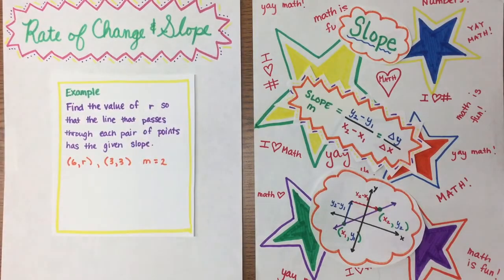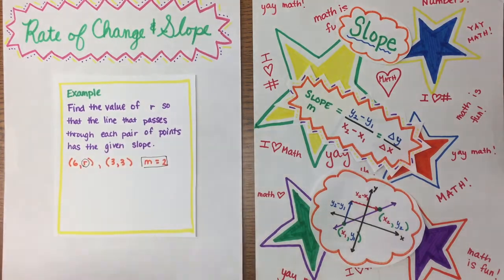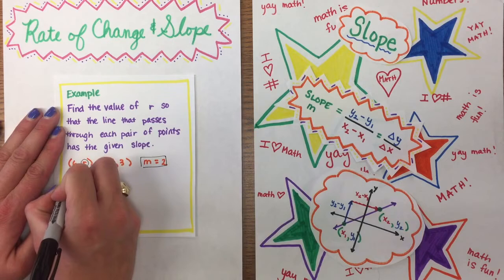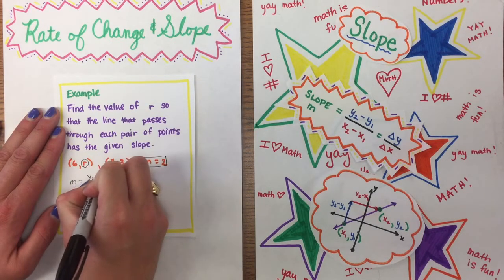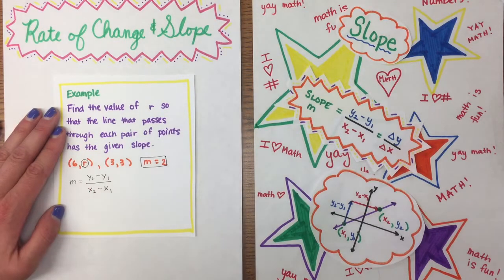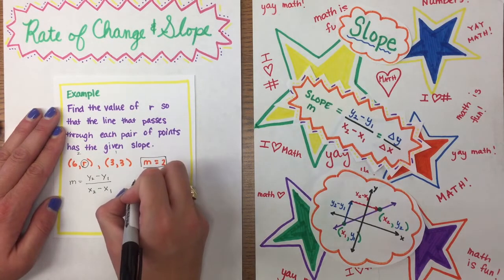In this example, find the value of r so that the line that passes through each pair of points has the given slope. So in this case, I know the slope, but I have an unknown y value in my line. This could be an unknown x value, it could be an unknown variety of things. But I just want to go through my formula, which is m is equal to y2 minus y1 over x2 minus x1. I'm actually going to make this point 2 and this point 1. So my slope is equal to 2.